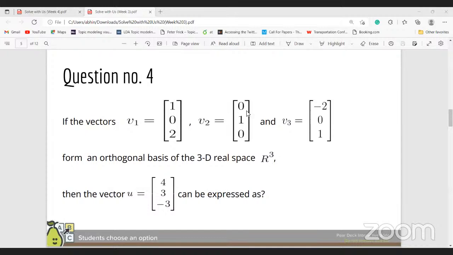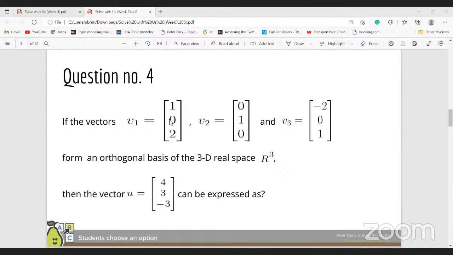So now you will be dealing with 3 sets of equations. First equation will be the first element of V1 into C1 plus first element of V2 into C2 plus first element of V3 into C3 equal to first element of U. Similarly for other elements. So my first equation will be C1 plus 0 C2 minus 2 C3 equal to 4. Basically C1 minus 2 C3 equal to 4.